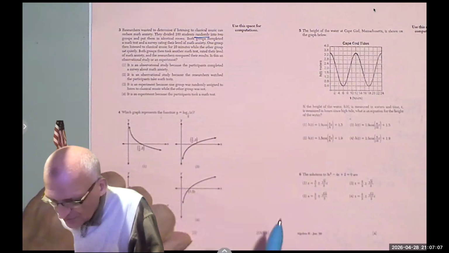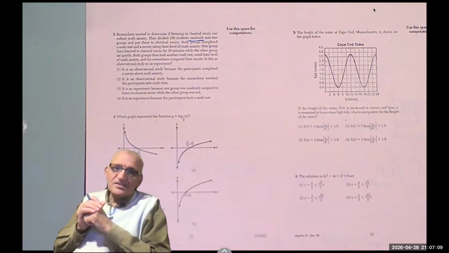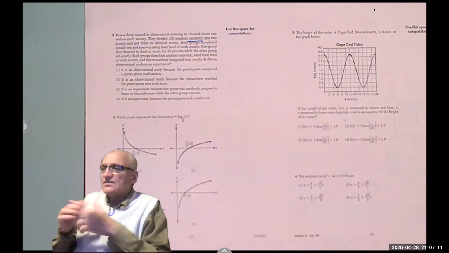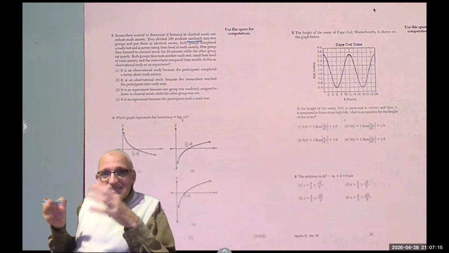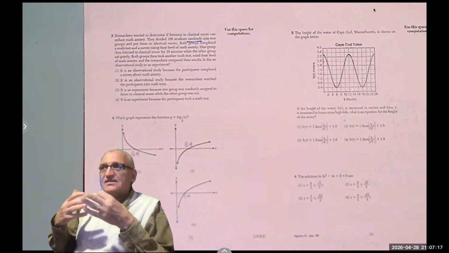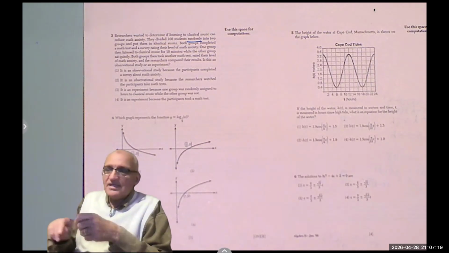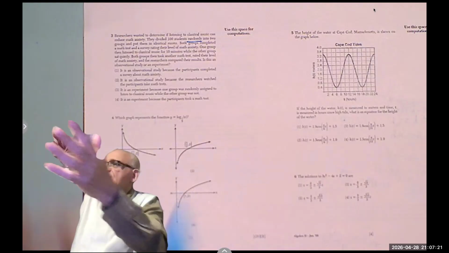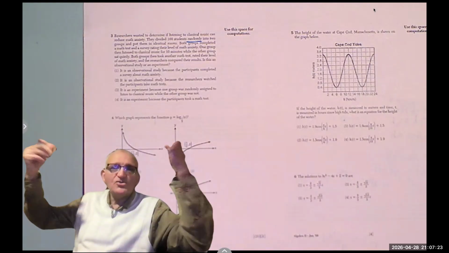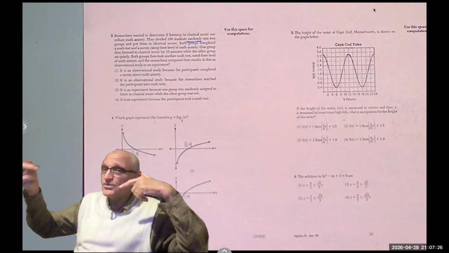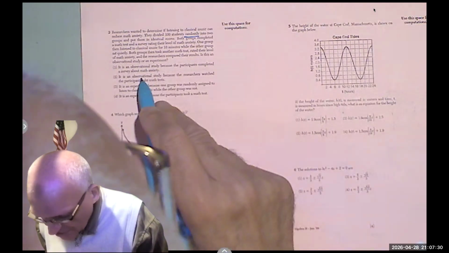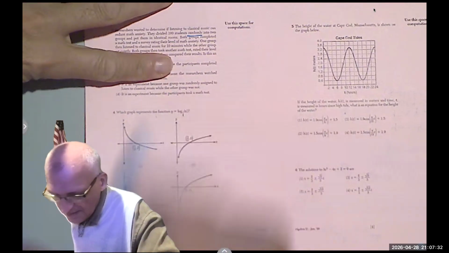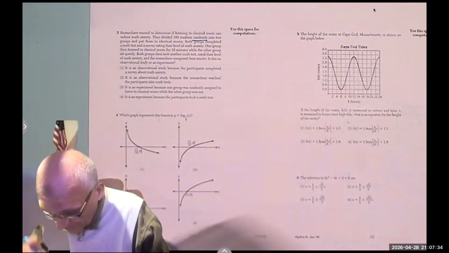Both groups then took another math test, rated their level of math anxiety, and the researchers compared the results. Is this an observational study or an experimental one? Definitely it's experimental, because they designed the experiment. They were not just watching something occurring and trying to collect data from it. They didn't observe that. So definitely it's not observational. So I take away 1 and 2.